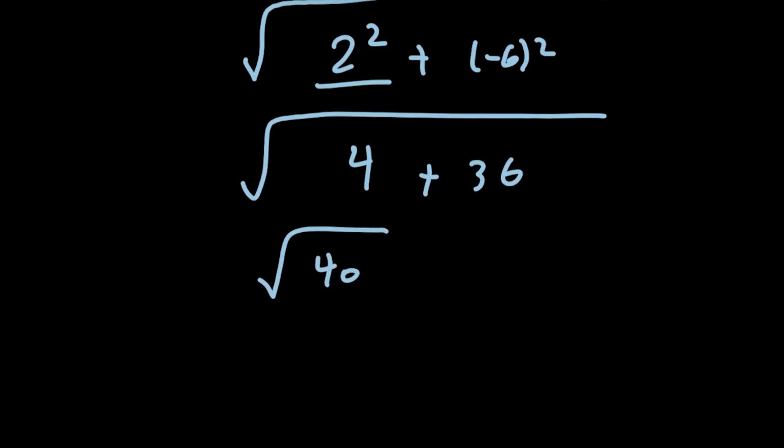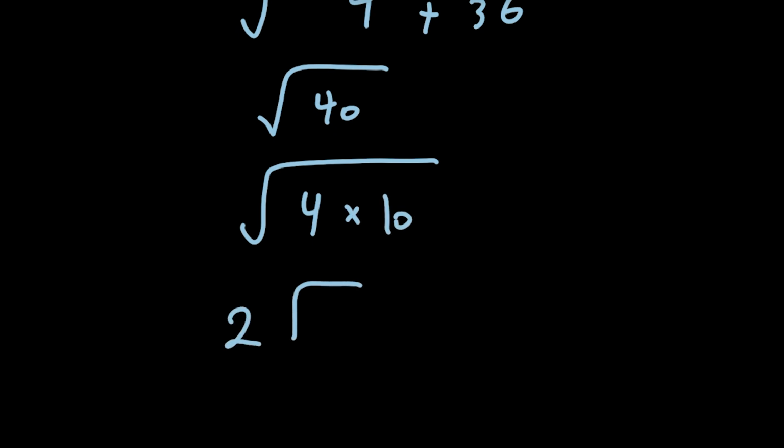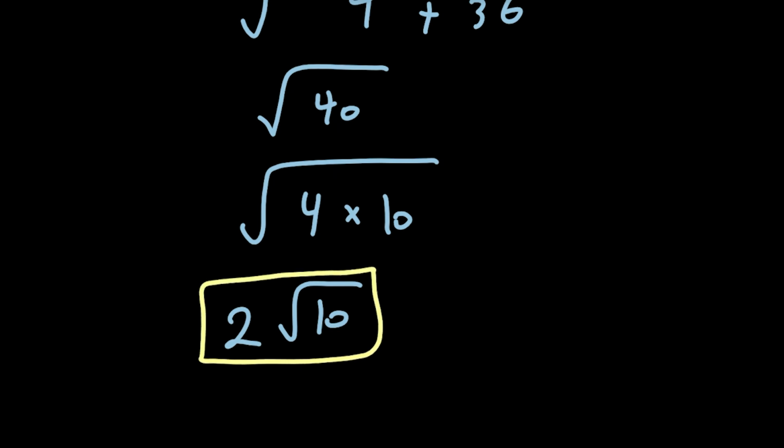Actually, we can simplify this because 40 is nothing but 4 multiplied by 10. And 4, we can get out from the root as 2, and the remaining part would be the root of 10. And this is the final solution, which is the distance between the points A and B.